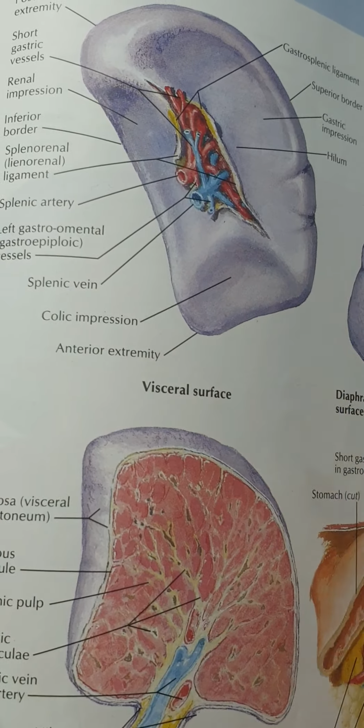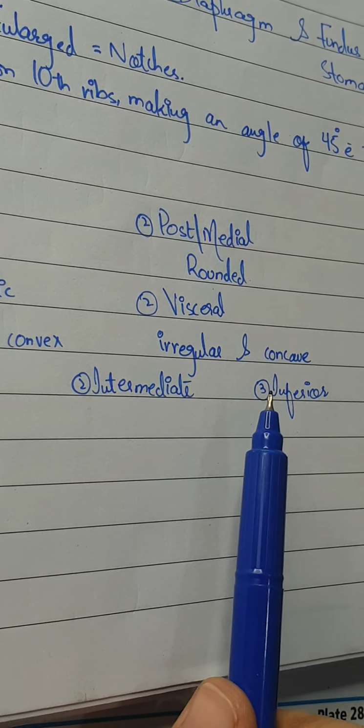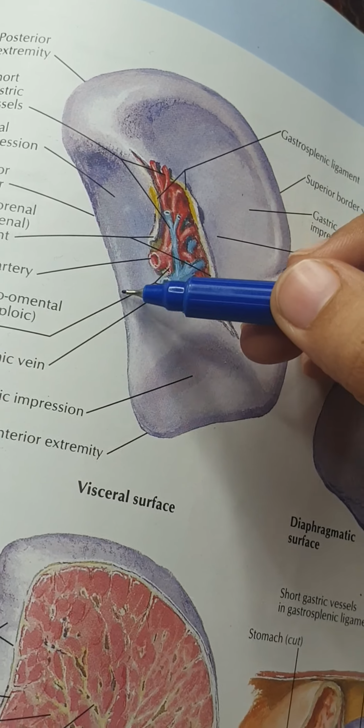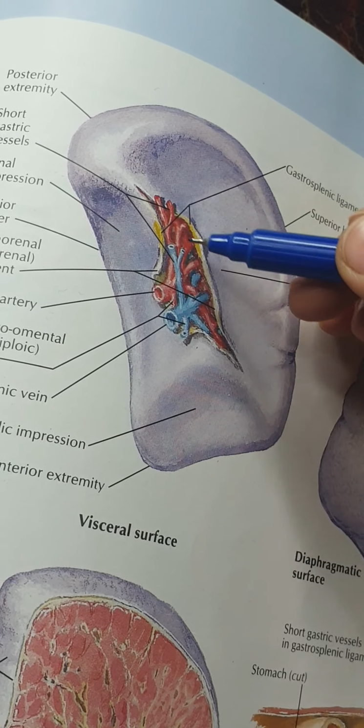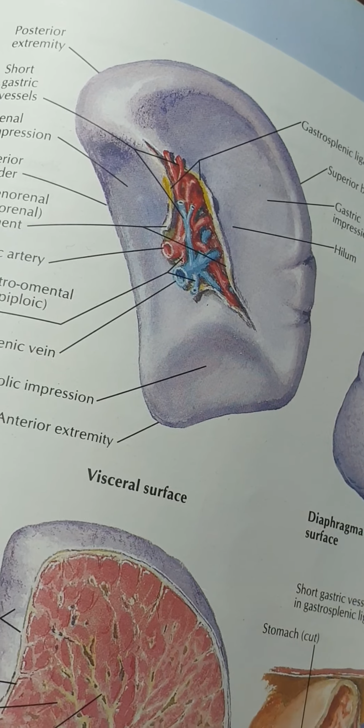Then we look at the 3 borders of a spleen, these being the superior border, intermediate border, and the inferior border. Where are these borders in this diagram? This is the superior border bearing the notches. This is the inferior border, which is rounded, and the intermediate border, which is also round and facing towards the right side.